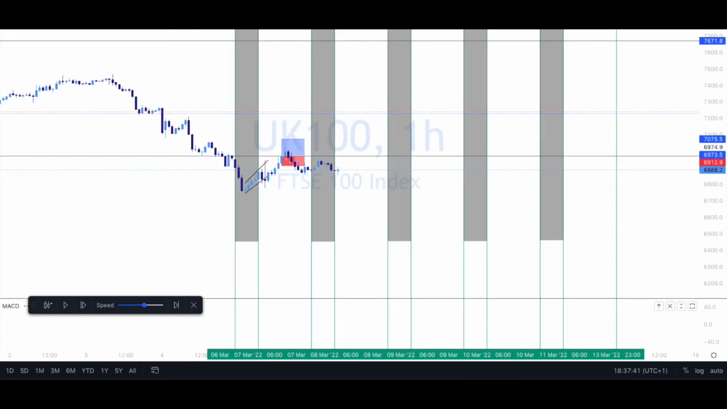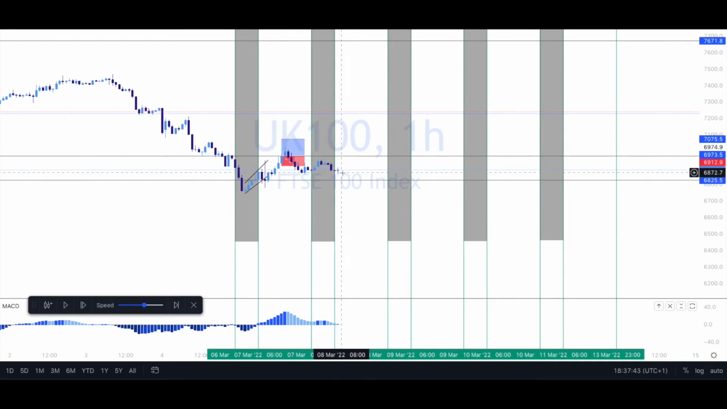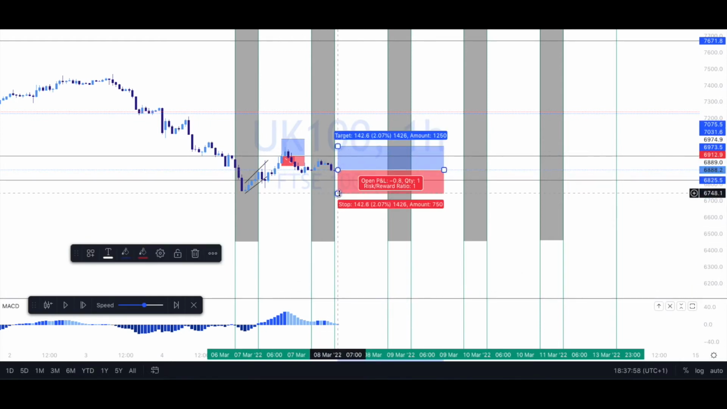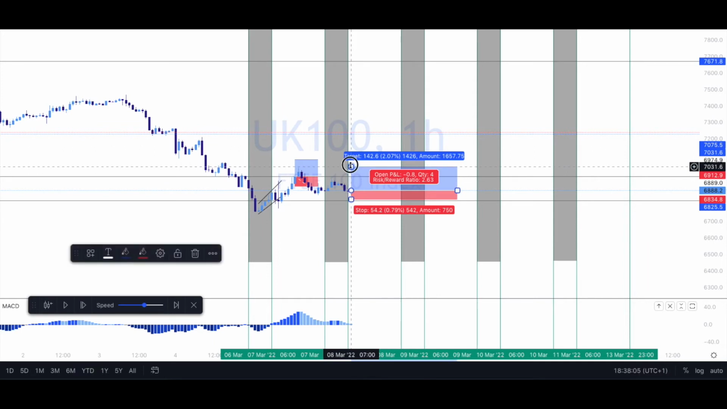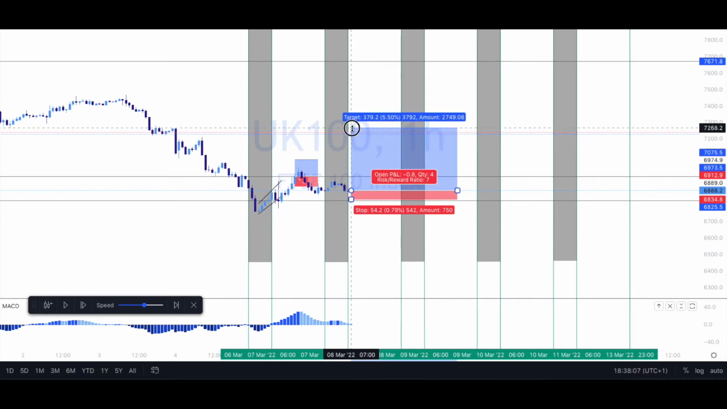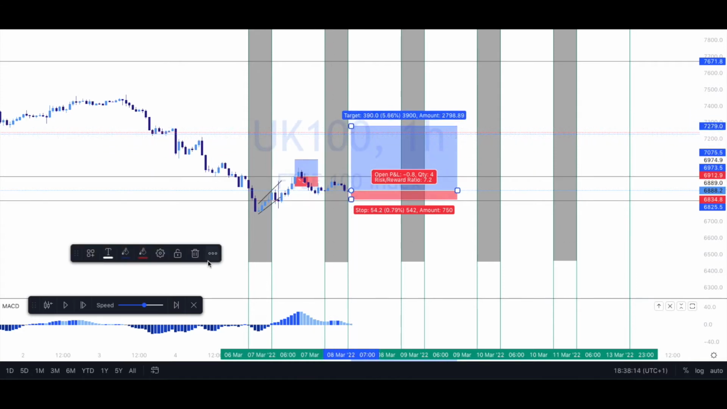So let's go into the 1 hour and let's see where it is. And on the 1 hour, we are at a very low point. So what I'm going to do is jump in there right now with a buy. Stop is about 54 pips, and I'm going to target, say, this area right here.